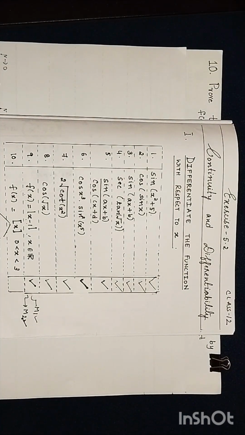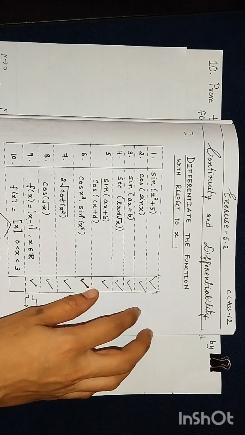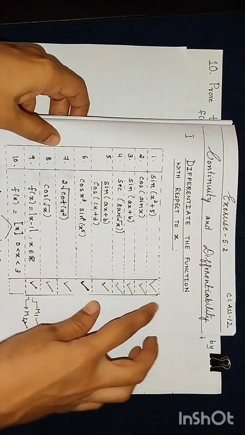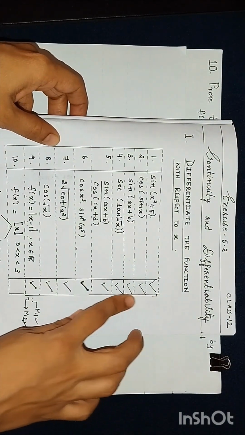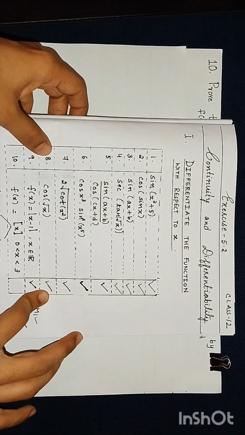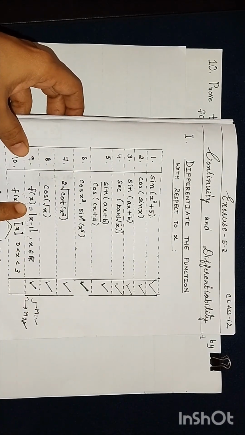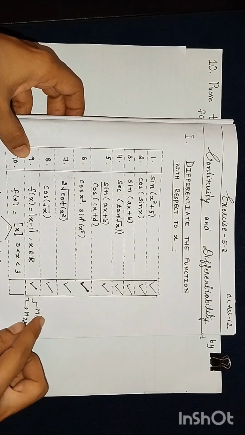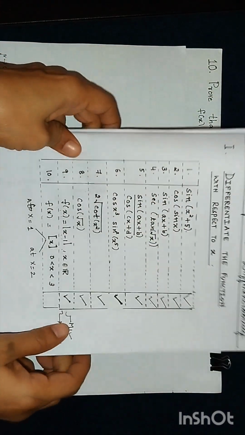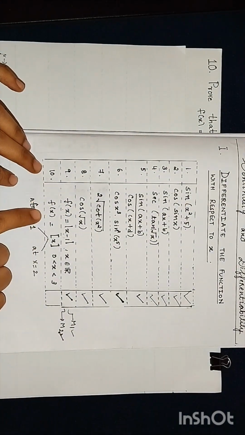Class 12, 5th chapter, Continuity and Differentiability, Exercise 5.2. So we have found the derivatives of all the 8 functions and we have solved question 9 using 2 methods. Now let us solve for the 10th one.